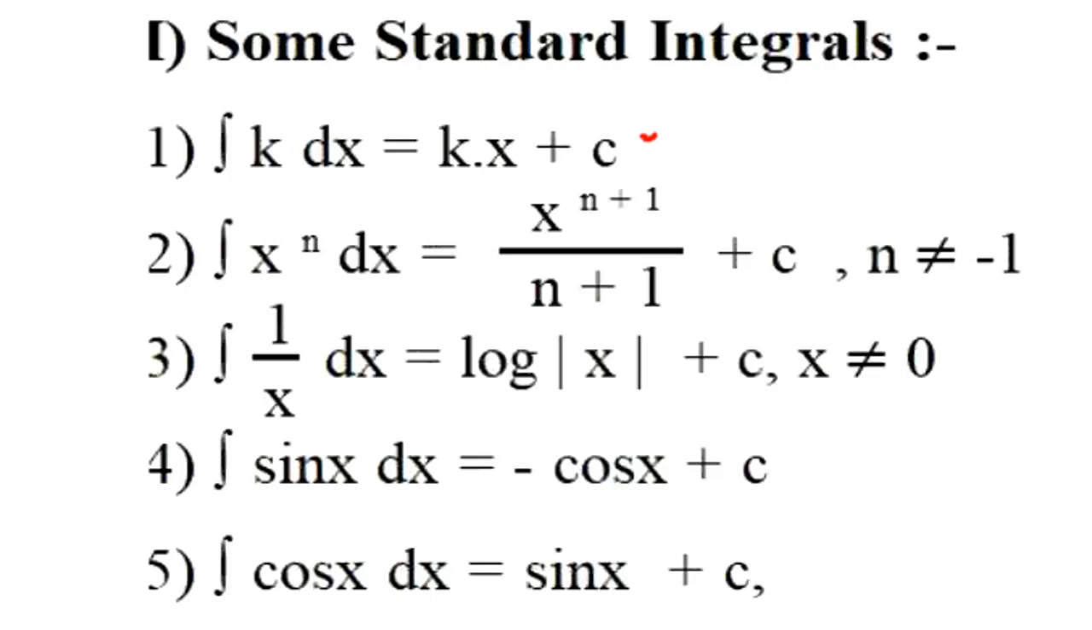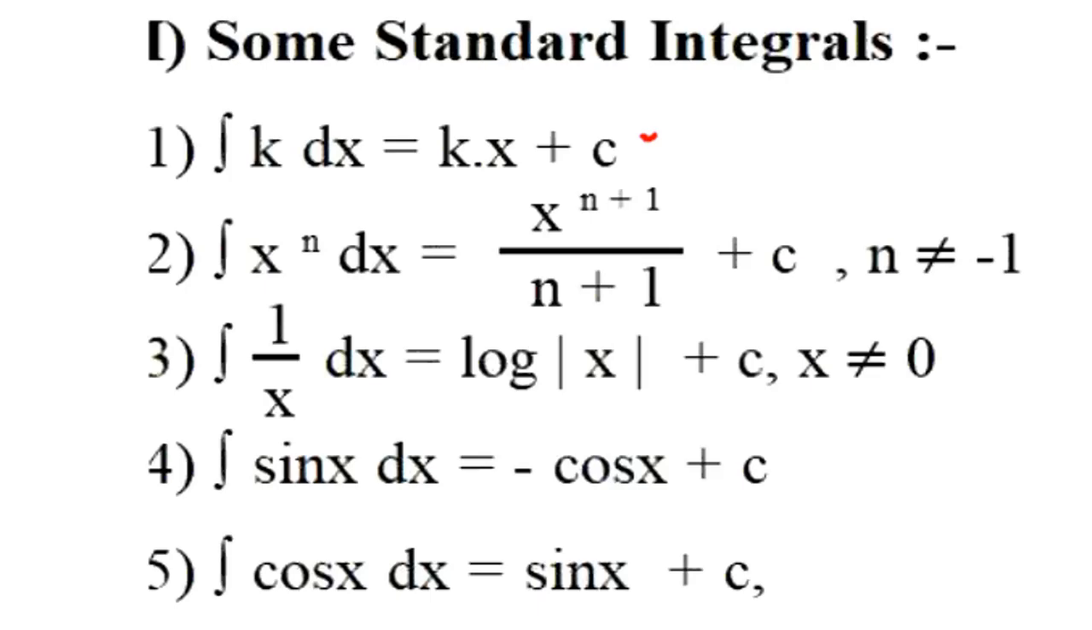The second formula is integral of x raised to n dx equals x raised to n plus 1 upon n plus 1 plus c, where n is not equal to minus 1. Because if n is equal to minus 1, the denominator on the right side will become 0 and that quantity will not exist. So what happens if n is minus 1? It means integral of x raised to minus 1, which is given in the third formula, integral of 1 by x dx equals log of mod x plus c, where x is non-zero. If x is 0, the denominator will become 0 and the quantity will not exist.